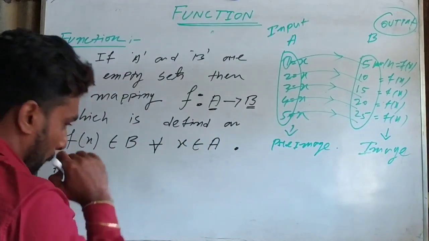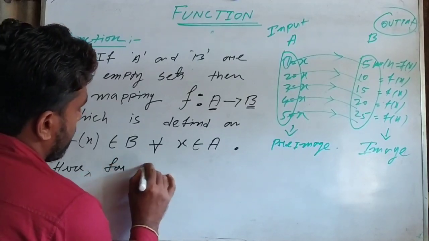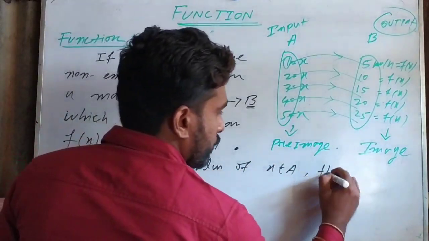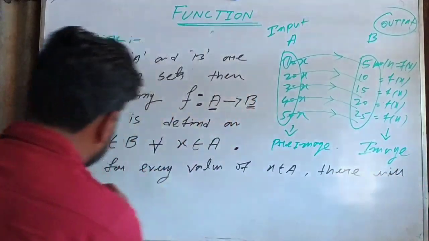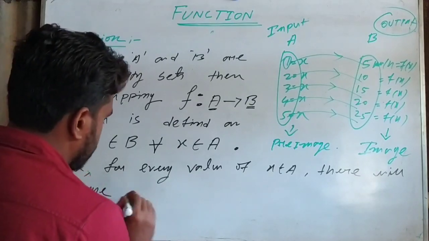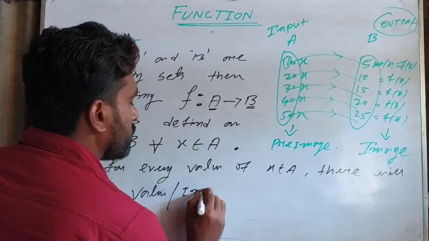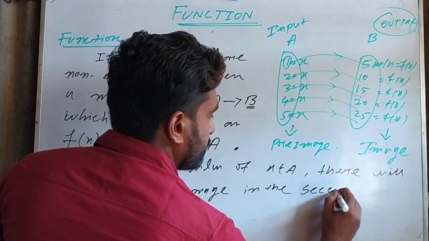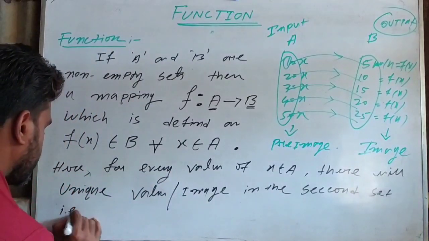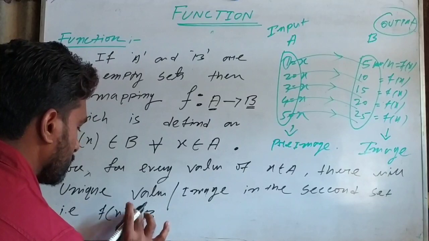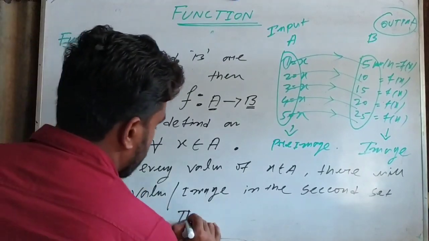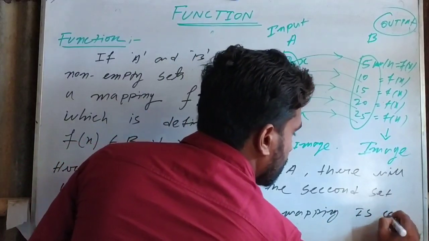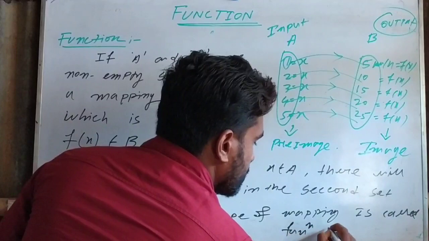Here, for every value of x belongs to A, there will be a unique value or image in the second set, that is fx belongs to B. This type of mapping is called function mapping.